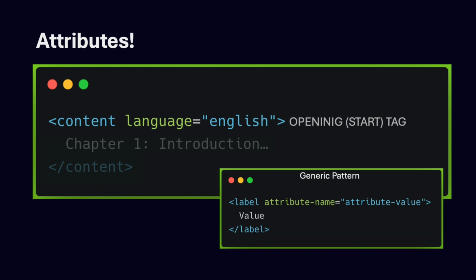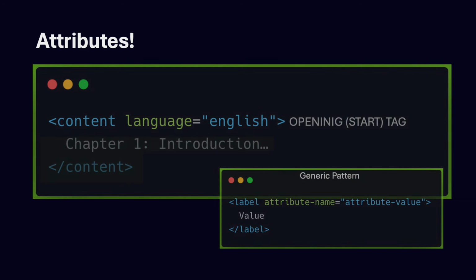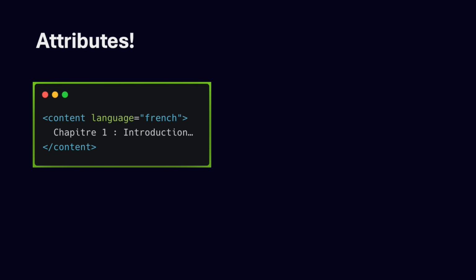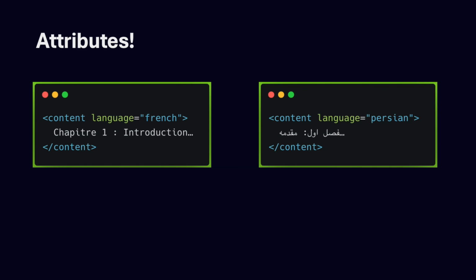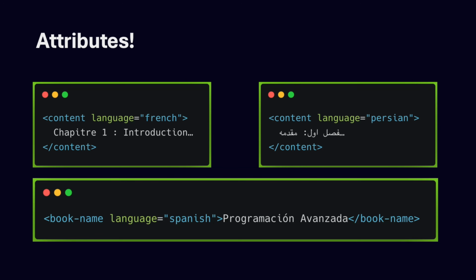Let me show you a few more examples of how attributes work. I have a content tag with language attribute equal to French, and it is telling me that this tag is capturing some content that is written in French language. Next one is another content tag, this time with language set as Persian, and then we have a book name tag with a language set as Spanish. So no matter the tag, the attribute gives us extra information about that tag.